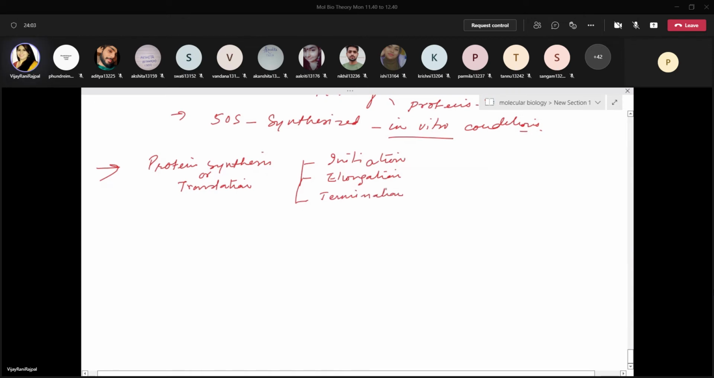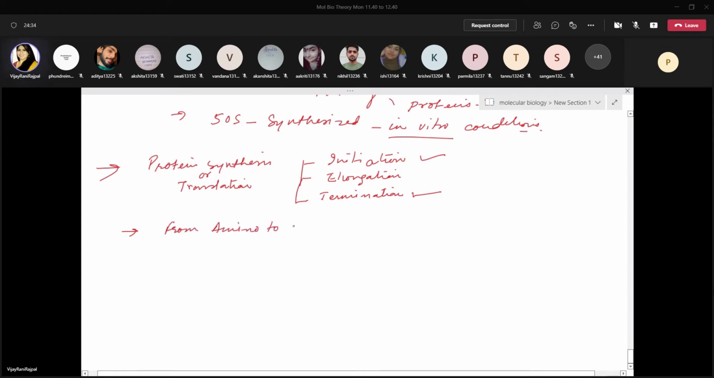जितना important initiation है, उतना important is to terminate at the right position. Not adding one amino acid extra. It has to be very correct. Whatever is to be translated, only that should be translated. Now another thing, proteins are synthesized from amino to carboxyl end.